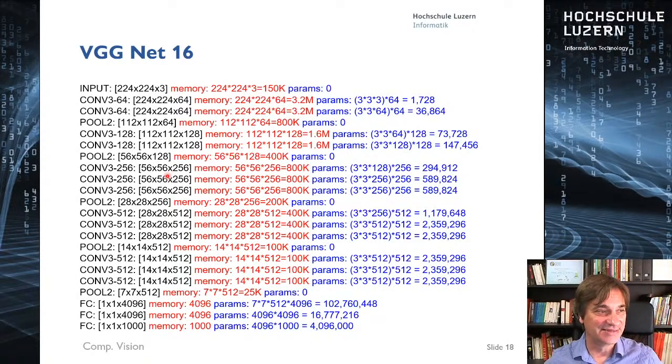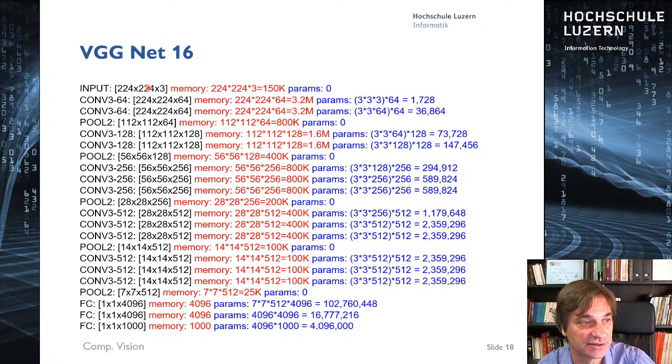So here some details of the VGGNet 16. So this would be the input size. In the ImageNet challenge, the images were quite small, 228 by 228, and at the end you will need the 1000 classes as 1 by 1 to give you the probability of each class.